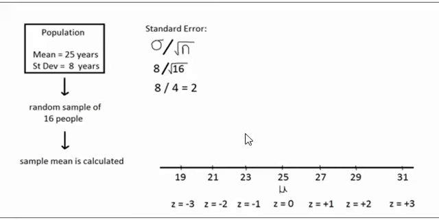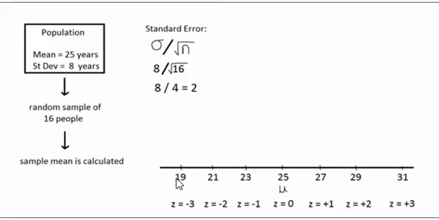So I showed you a diagram like this where we had a population with a certain mean and a certain standard deviation, and a sample was being randomly selected, and a sample mean was being calculated. We calculated the standard error by dividing the population standard deviation by the square root of the sample size. And then we took the standard error and used it to plot the z-scores of 1, 2, 3, and also -1, -2, and -3.